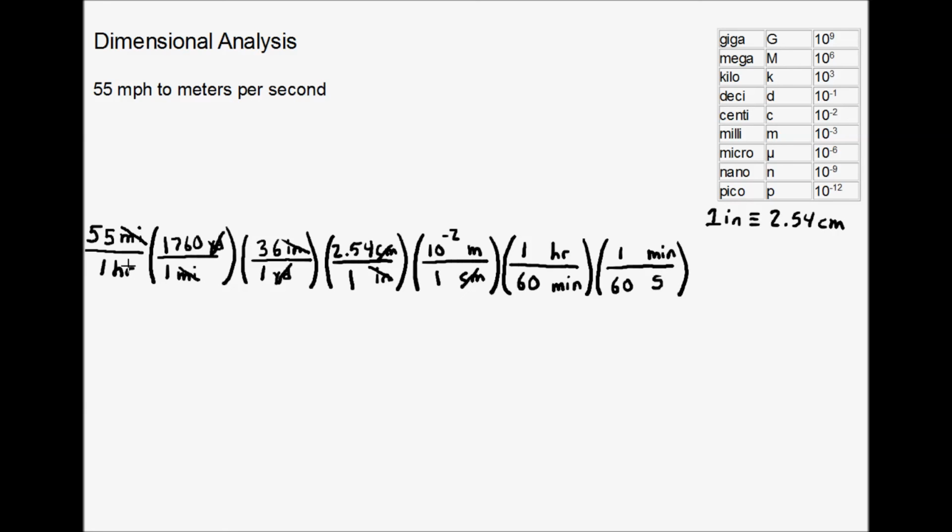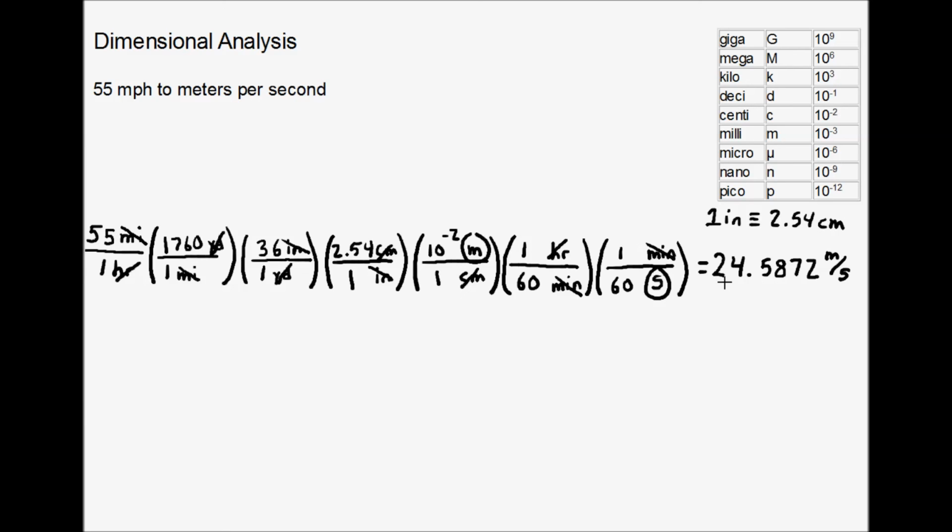Following through my units now, hours cancel with hours. Minutes cancel with minutes. And now my units, meters on top, seconds on the bottom, meters per second, which is exactly what I want. So now doing the math. 55 times 1760 divided by 1 times 36 divided by 1 times 2.54 divided by 1 times 1 times 10 to the minus 2 times 1 divided by 60 times 1 divided by 60 gives me an answer at the end of, according to my calculator, 24.5872 meters per second.